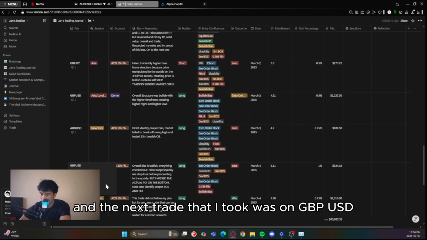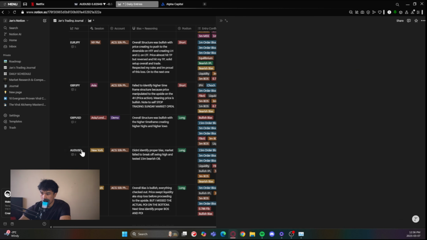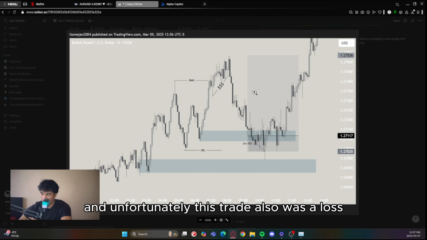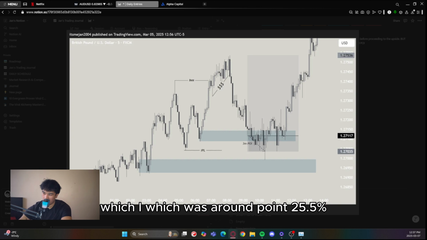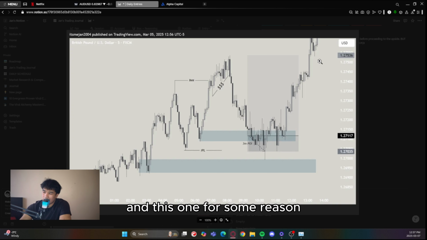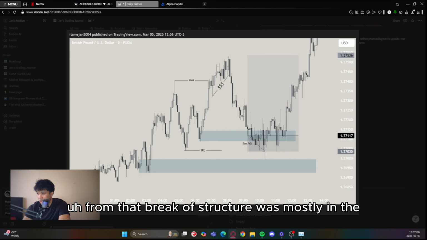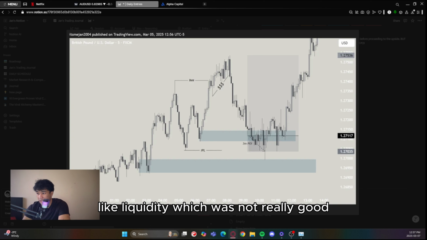And the next trade that I took was on GBP USD. Sorry, for the second trade I took that day, I took it on GBP USD. And unfortunately, this trade also was a loss. This one I lost a lot more, which was around 0.5%. For some reason, the internal point low was very bad. It was not valid. Neither was the point of interest and the break of structure. All of them were just invalid, of course. And there was not a lot of displacement either from that break of structure. It was mostly in liquidity, which was not really good.